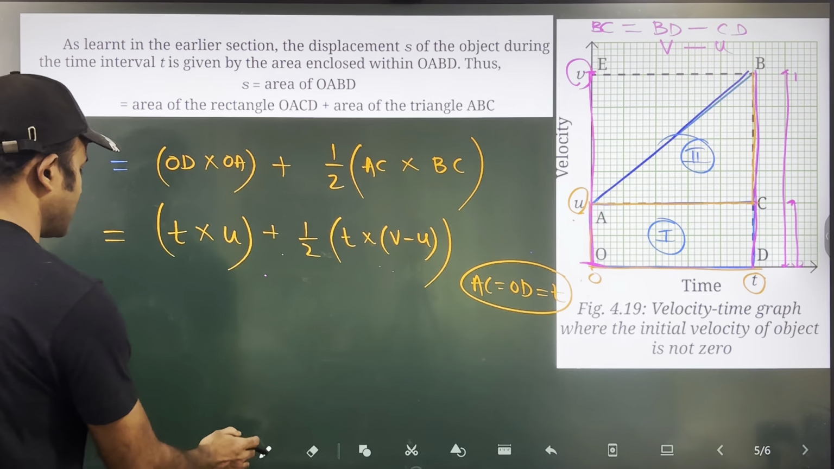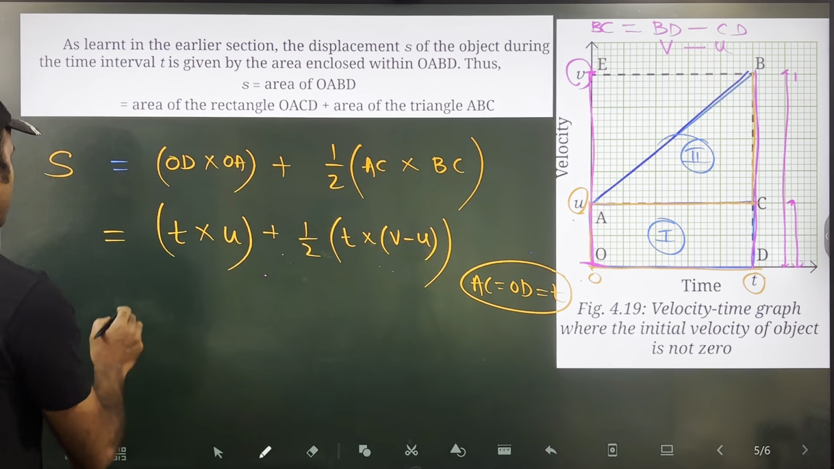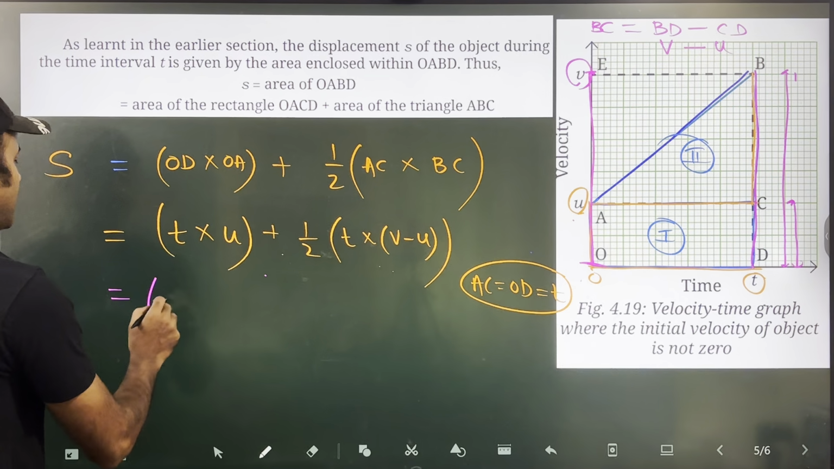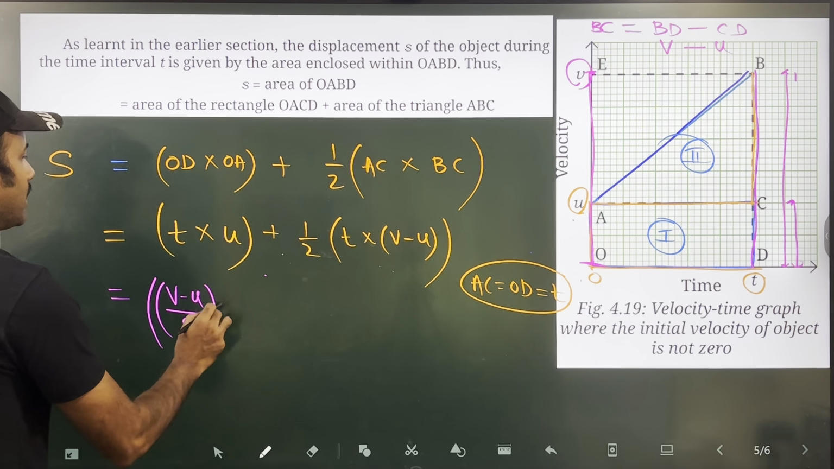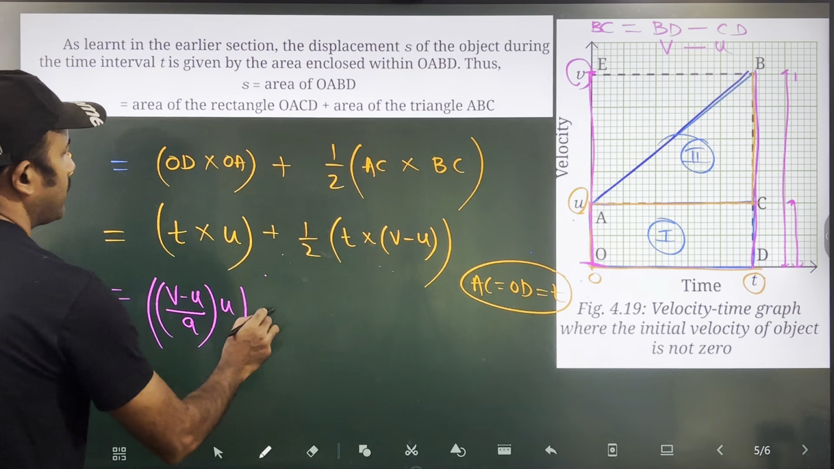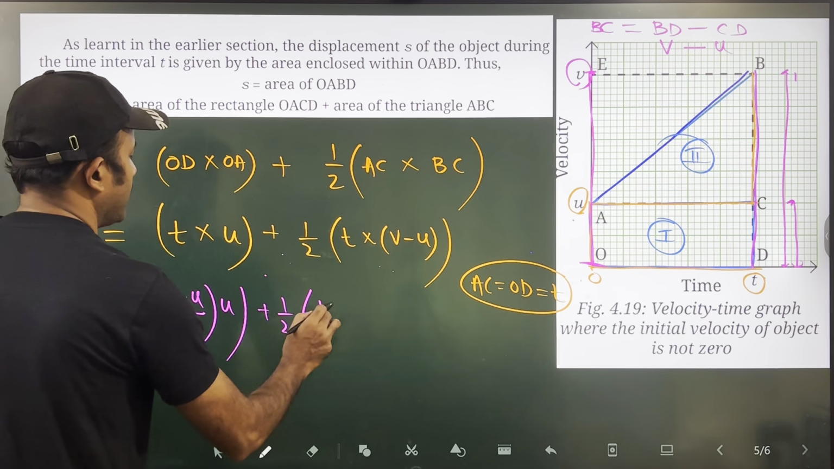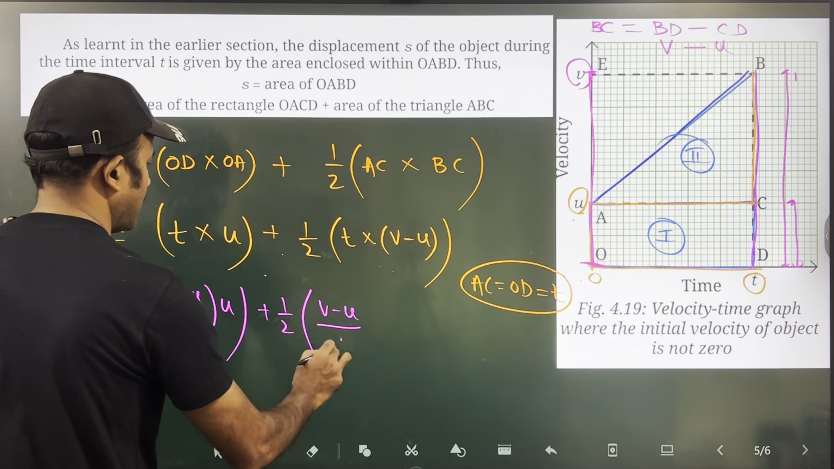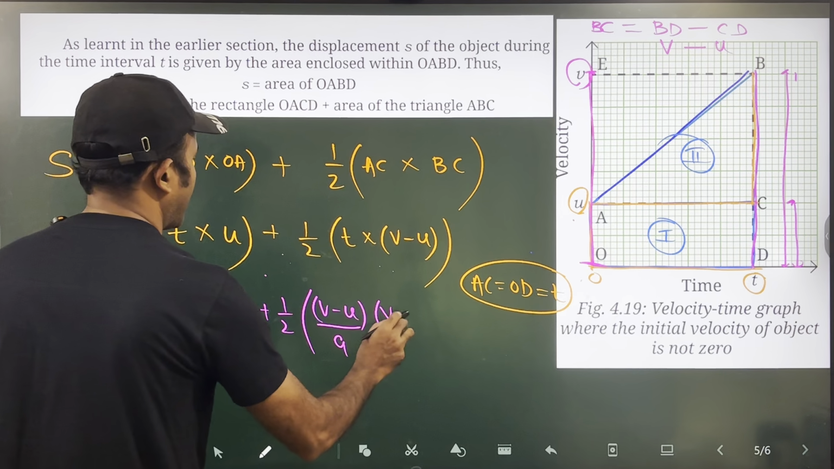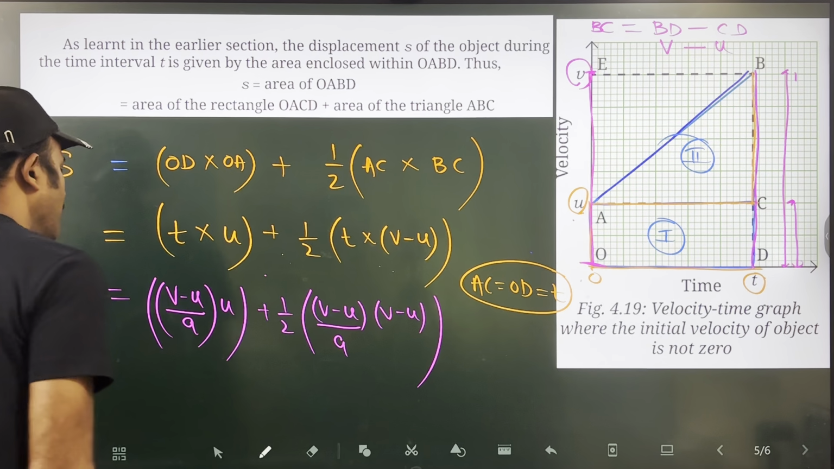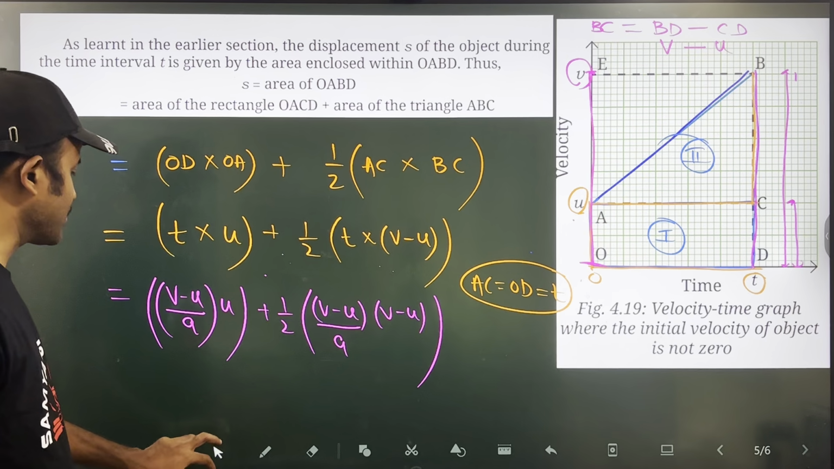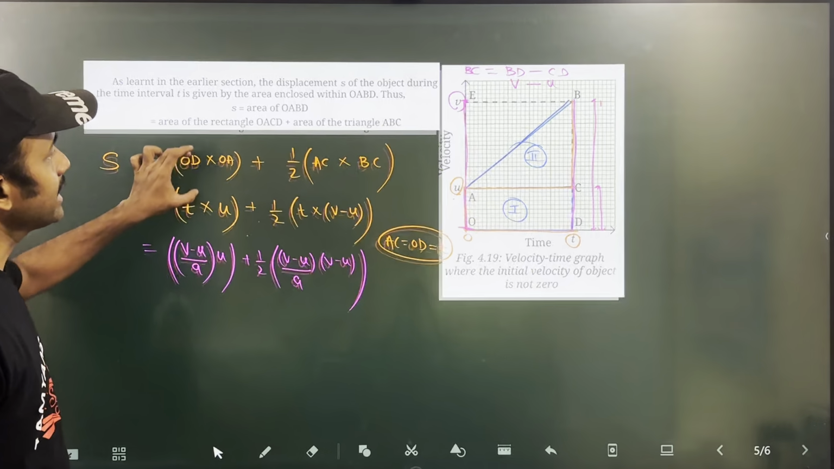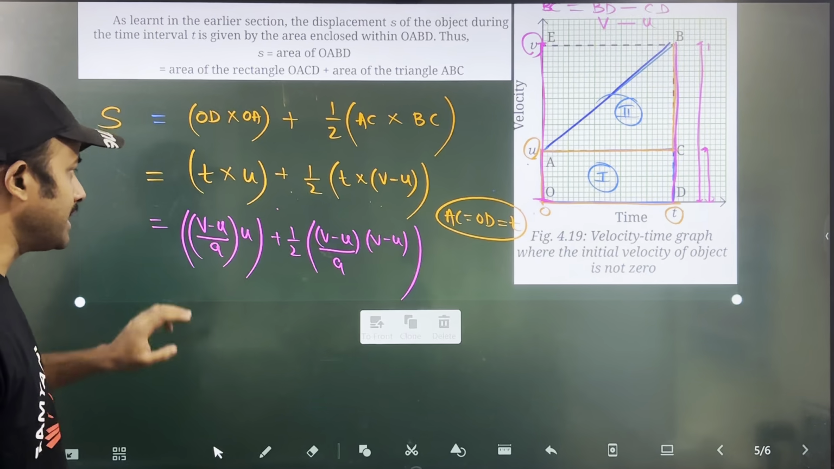So how are we getting this V minus U by A? From the first equation, the t value we can write as V minus U by A. So S equals V minus U by A into U, plus half of V minus U by A into V minus U. Just derive this, then you will get the second equation of motion, that is S equal to ut plus half at square.